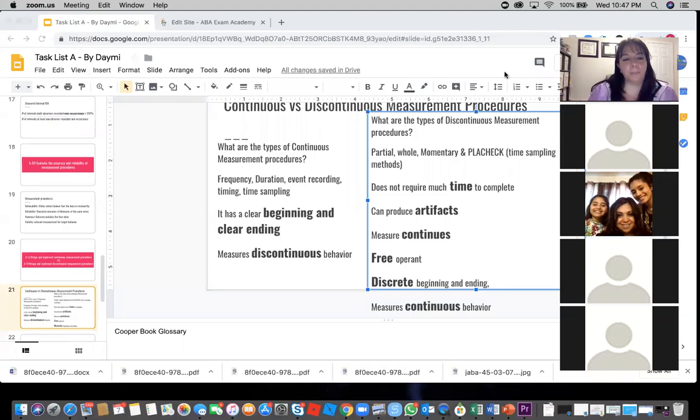All right, we're back for part 2 of measurement, and we're going over continuous versus discontinuous measurement procedures. I was just telling, I think it was Claudia, that the difference is how continuous measurement procedures work on discontinuous behaviors, and the other way around with discontinuous measurement procedures and how they work on continuous behaviors.